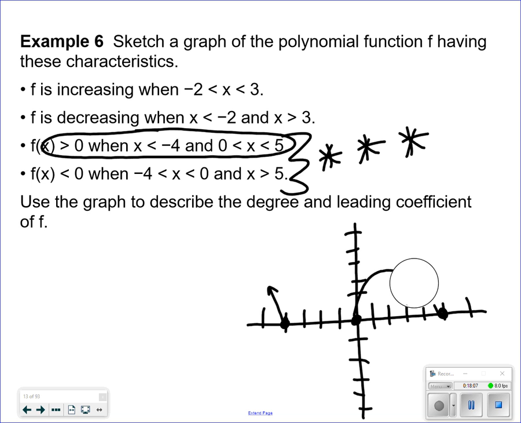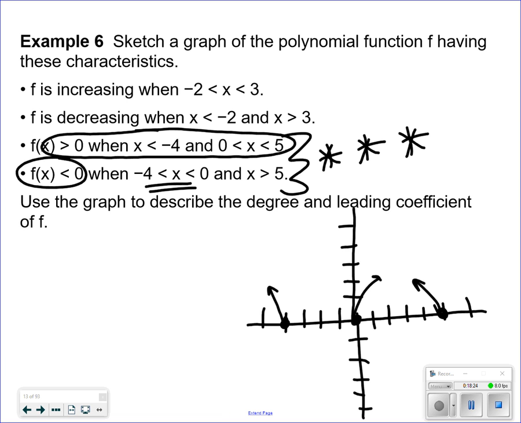And I shouldn't have made that curve already. Let me try that again. It's above the x-axis between these two. Okay? And then the next one, it's below the x-axis when it's between -4 and 0. So I'm going to make it between -4 and 0. And it's also less than when it's greater than 5. And so what this has created is a graph.